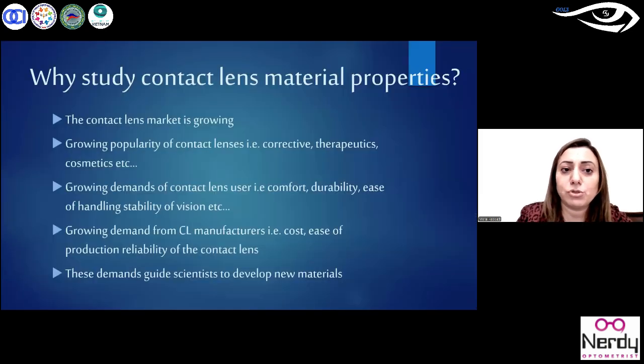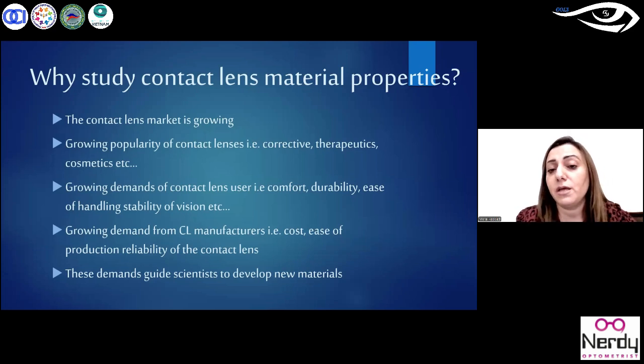Today, I will share with you a talk about the contact lens materials and properties as well. And why do we need to talk about lens materials? Because the contact lens market, as you all know, is growing now. There is a demand from the customer, demand from the manufacturer, and it is growing really well. So people need contact lenses for correction, to correct the refractive error. Some are using them as therapeutics, and some just want to color their eyes, so they use cosmetic contact lenses.